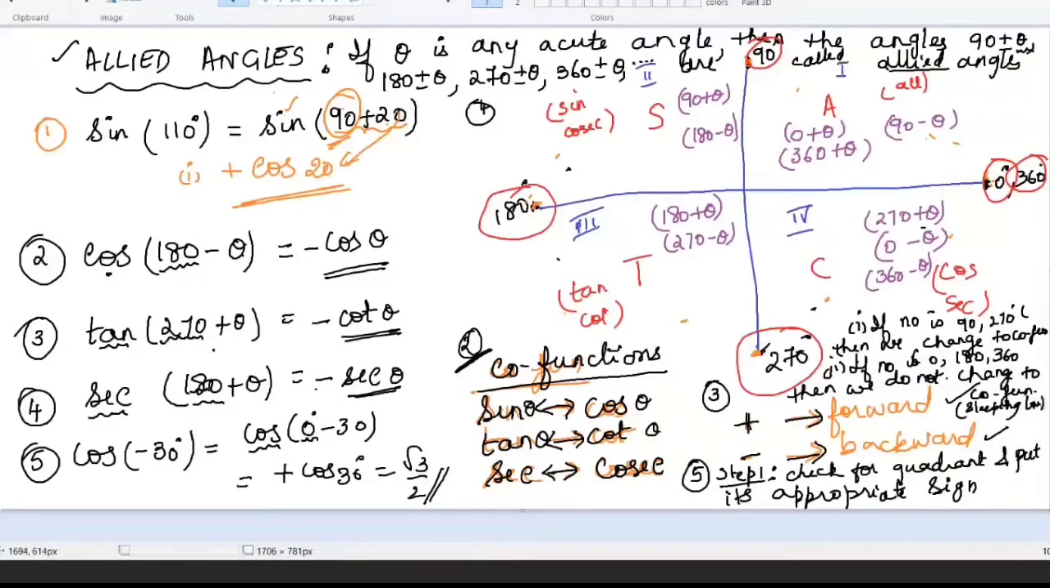Now that you have become perfect with these points, let us solve the questions. Find the value of.